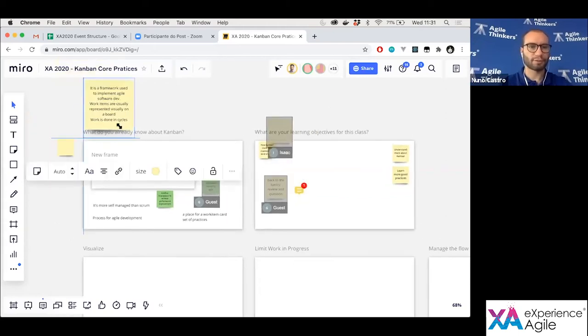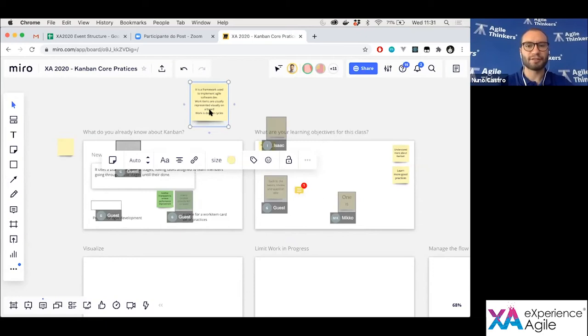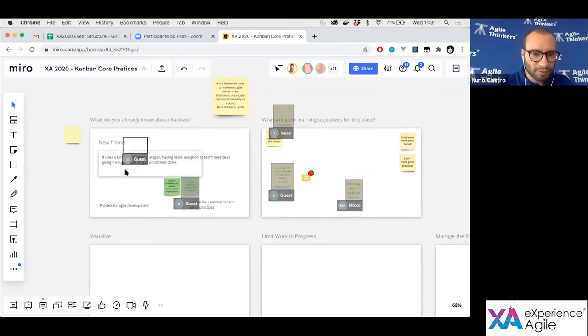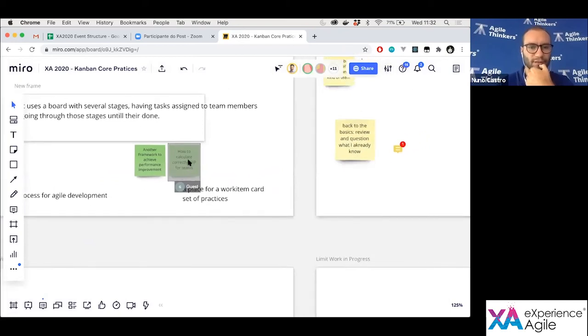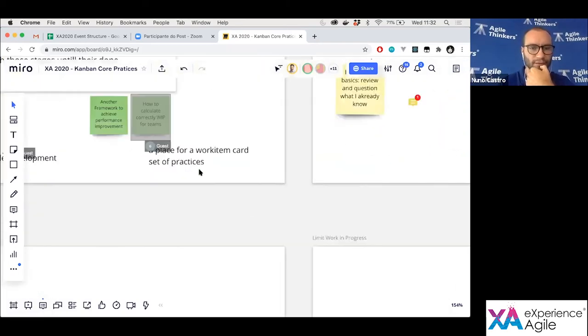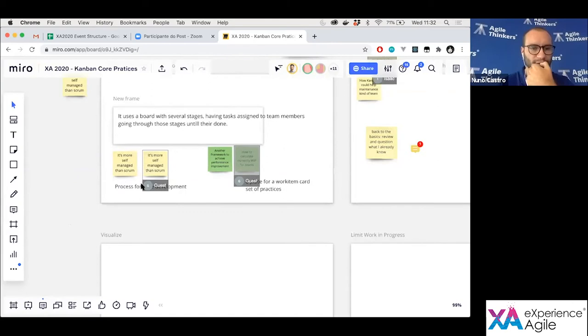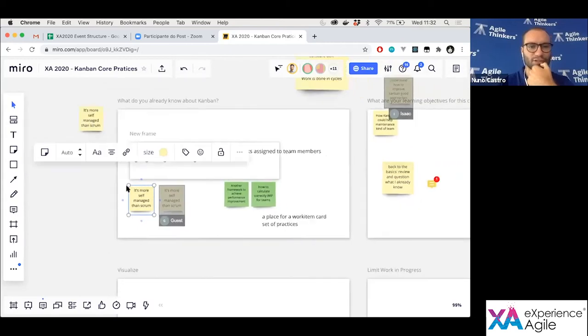All right, let's start to review some content. It's a framework used to implement agile software dev. Work items are usually represented visually on a board. Work is done in cycles. It uses a board with several stages, having tasks assigned to team members, going through those stages until they're done. Another framework to achieve performance improvements. How to calculate correctly WIP for teams. I think this is a learning objective, not what you already know about Kanban. A place for a work item card, set of practices, process for agile development. It's more self-managed than Scrum. It's okay. Someone just wrote it in a lot of spots.